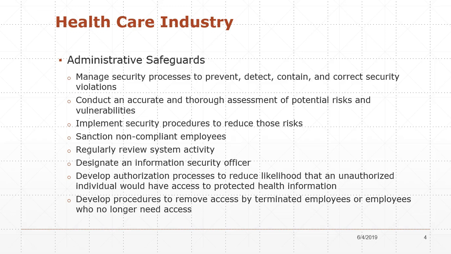Under administrative safeguards, manage security processes to prevent, detect, contain, and correct security violations. So this is sort of that corollary to the statement that you see in other regulations, to have written security policies and procedures. Should conduct an accurate and thorough assessment of potential risks and vulnerabilities, implement security procedures to reduce those risks, and sanction non-compliant employees.